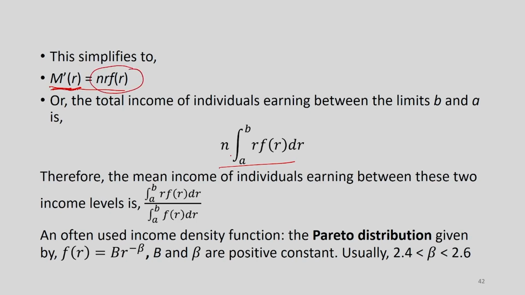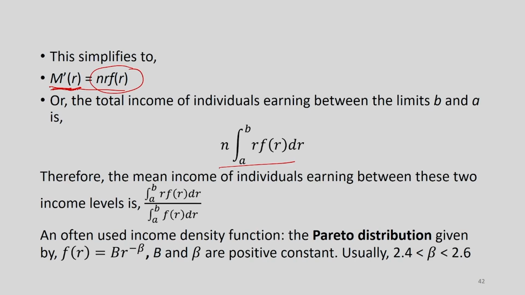n will come out because n is a constant, and what is the variable of integration? It is r, because r is changing. That is, the income level is changing. So, we have found out the total income of individuals earning income between two limits a to b. It is given by n multiplied by the integral from a to b of r f(r) dr.